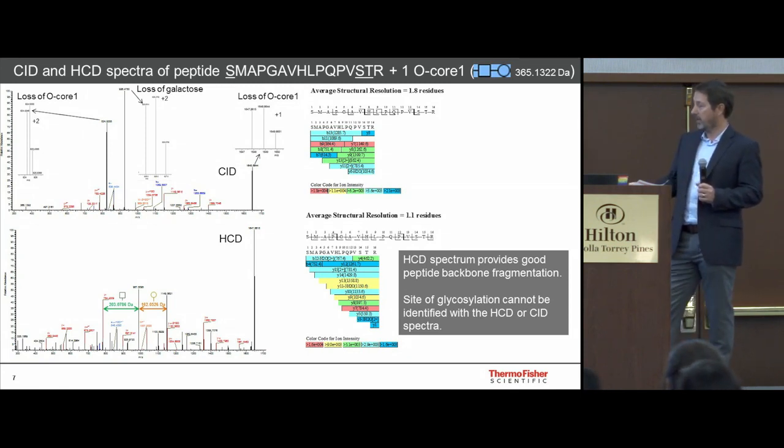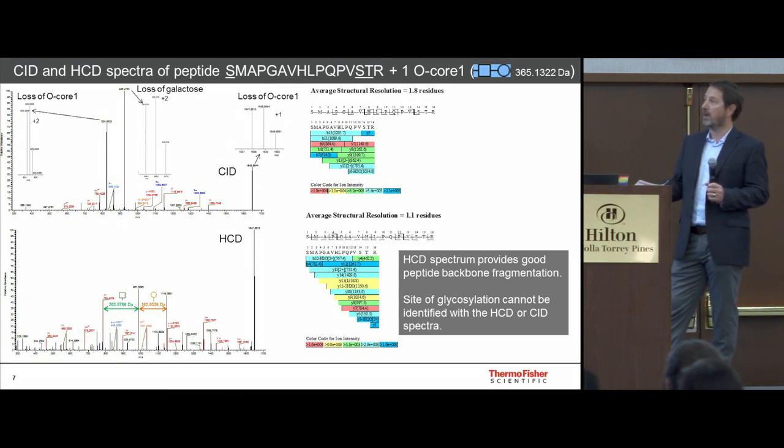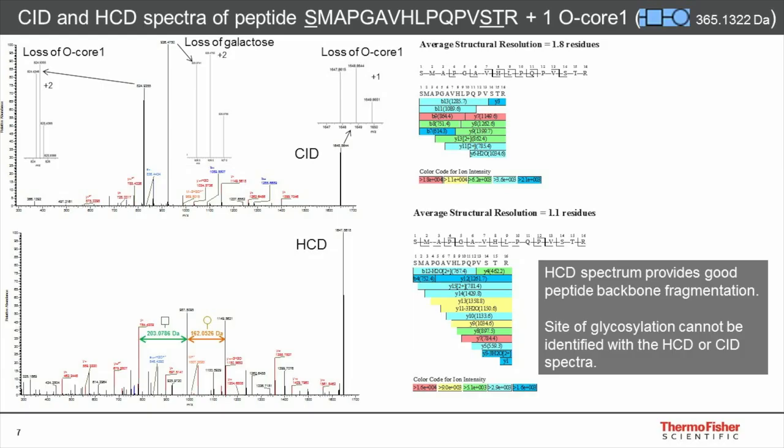The problem here is that when you do CID, the major fragment ions are actually the loss of the O-core 1 or the loss of the galactose. If you look specifically, you don't have any fragmentation between the serine and threonine here. So if either of these 2 is occupied, you won't be able to see which one. The same thing for HCD. You actually have a nice backbone fragmentation, but again, between the serine and threonine, you don't have any information.